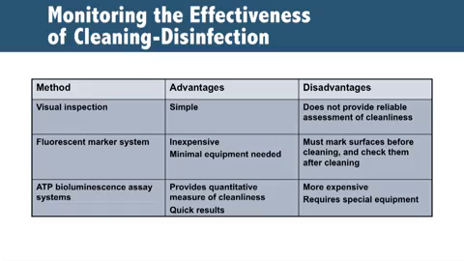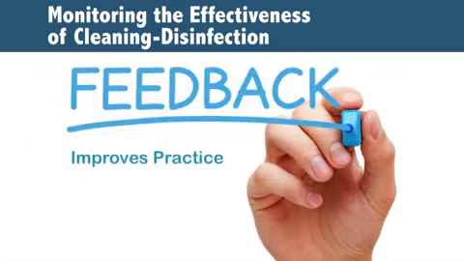There are two additional methods to determine if effective cleaning disinfection has taken place: detection of residual soiling using adenosine triphosphate (ATP) bioluminescence, and fluorescent marking of hard surfaces. Regardless of the method chosen to monitor cleaning disinfection practices, it is important that frontline environmental services staff are provided with monitoring results and additional education if needed. This has been shown to increase motivation, engagement, and improve practices.